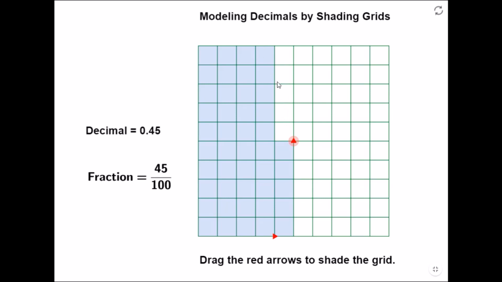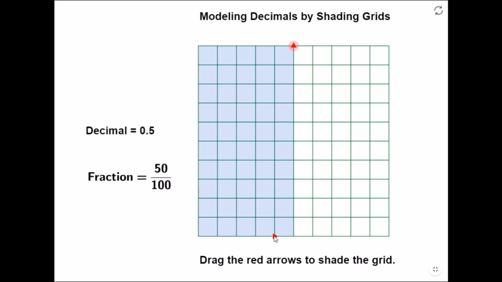We're going to be shading 5 more now. Now, 50 are shaded, which means 5 tens. 1, 2, 3, 4, 5 tens. Now, as a fraction, it's 50 over 100. As a decimal, it's 0.5.